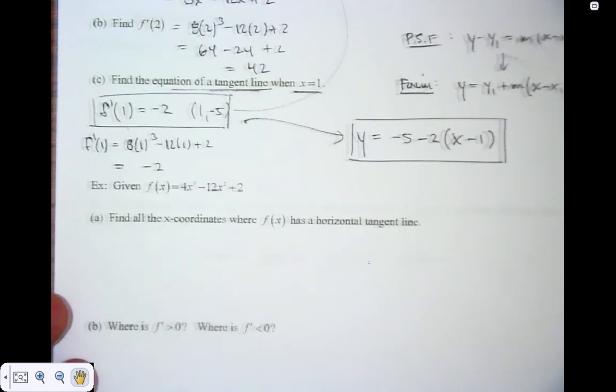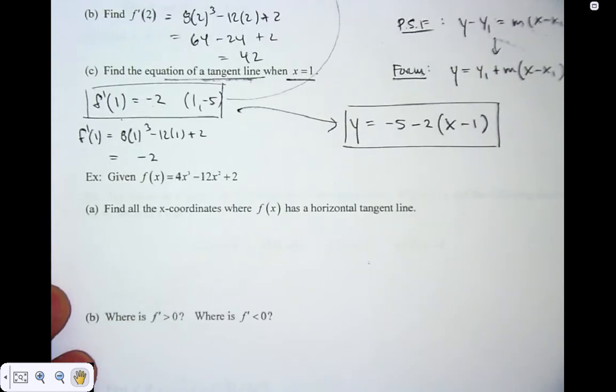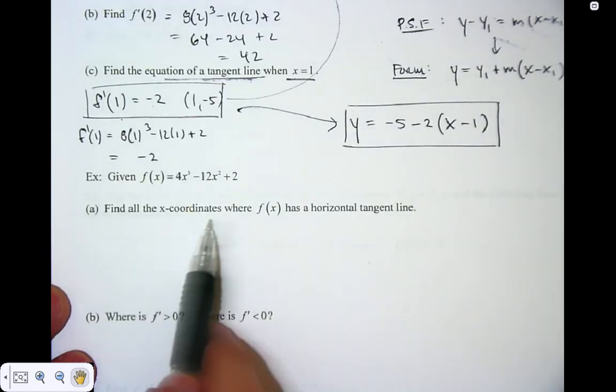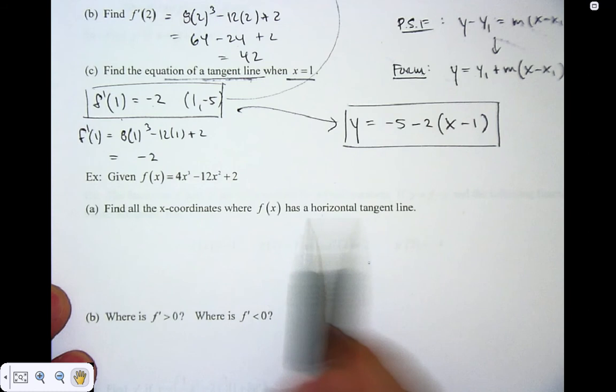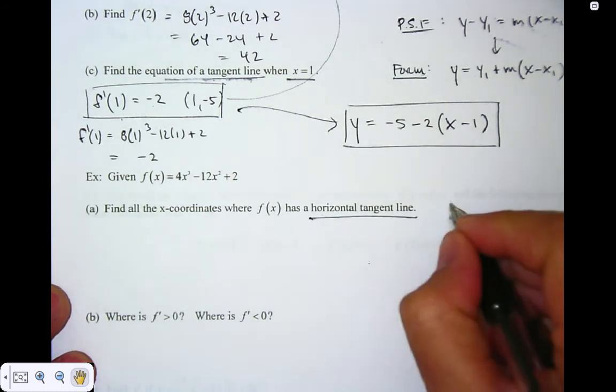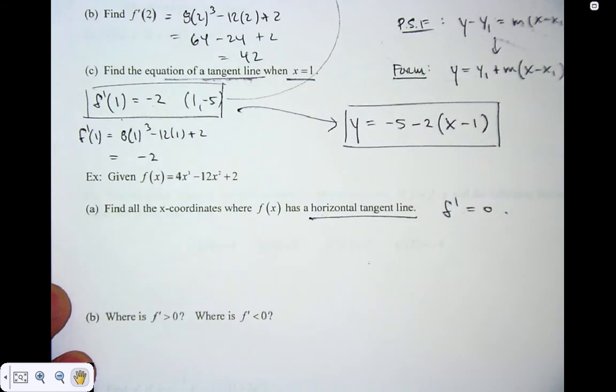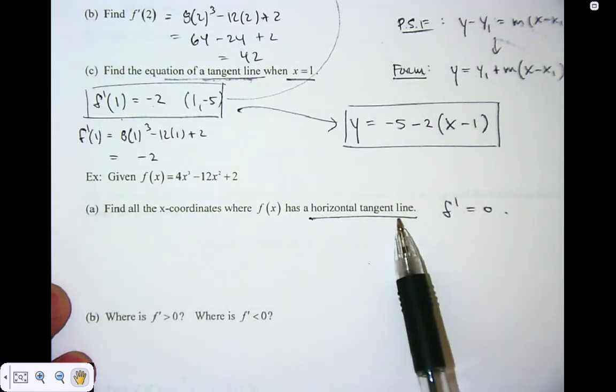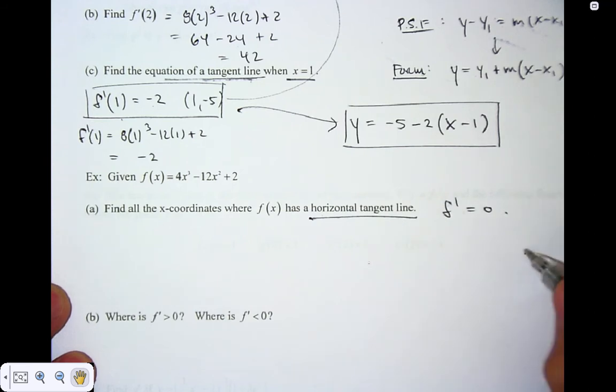Okay, let's do this one. So we've got a function here. It's a cubic. Find all the x coordinates where f of x has a horizontal tangent line. Definition: a horizontal tangent line tells you that the derivative is equal to 0. That's what that means. A horizontal tangent line is, think of a function, maybe this cubic, okay? A tangent line that's horizontal has a derivative value of 0.